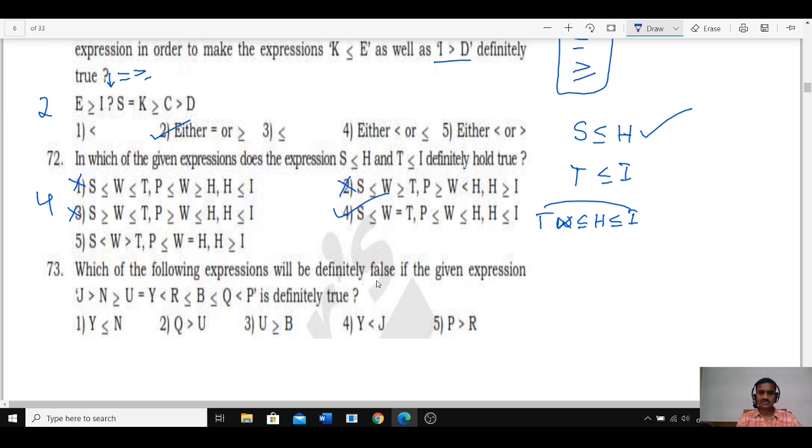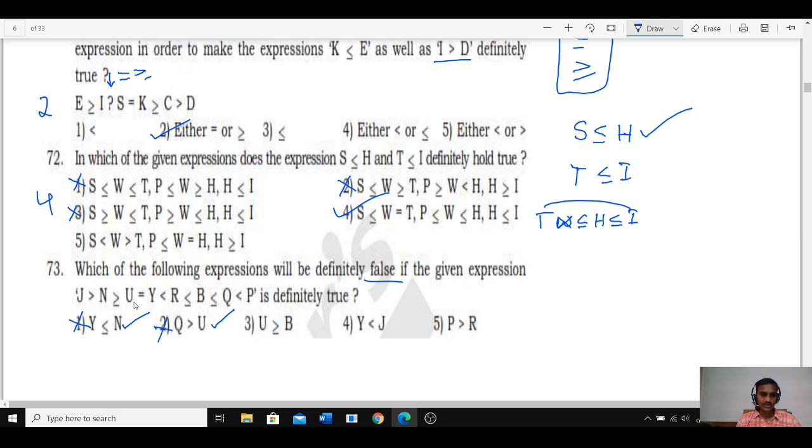Then coming to 73, which of the following expressions will be definitely false? Okay, in this one, which among these is definitely false or not? Y ki n ki మధ్యలో n greater than or equals to y అంటే y lesser than or equals to n definitely true అయింది. True అయింది కాబట్టి it cannot be your answer. Q ki u ki మధ్యలో u lesser than q, q greater than u true అయింది. Hence it cannot be your answer.